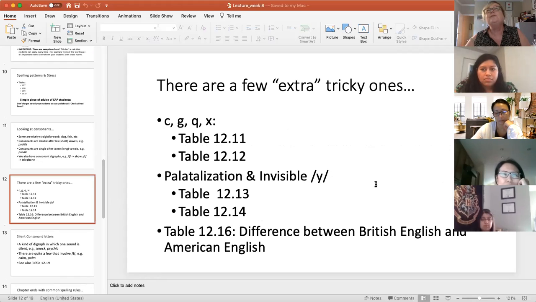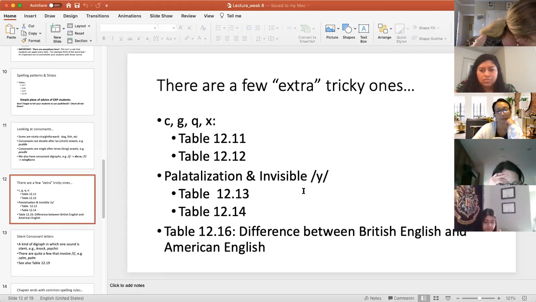Then there are a few extra tricky ones, and again, I would say it's good to have this information. It's good for you to know, and it's good if a student says to you, what about X? But I wouldn't necessarily spend quality class time just going through the rules one after the other. They're presented very clearly to you.